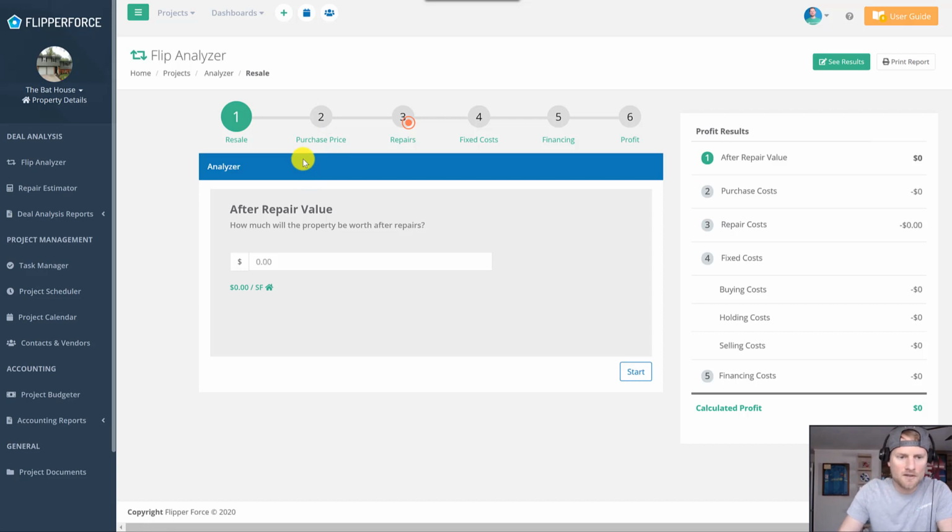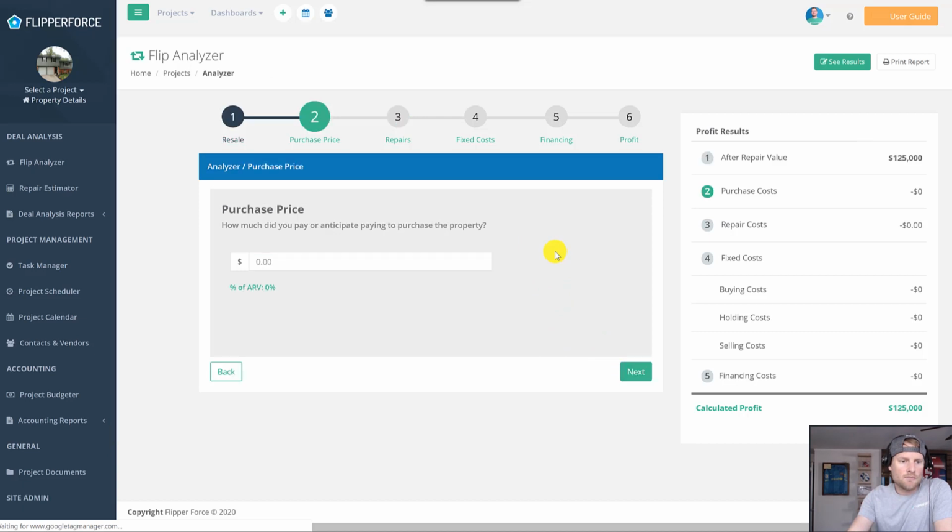The first step is the after repair value. So the after repair value is the amount that you think you can resell the property for after you make repairs to the property. So again, comparables in the area were selling for around $125,000. I'm just going to plug in 125 to get started, which is $96 a square foot. So this is a pretty affordable area.